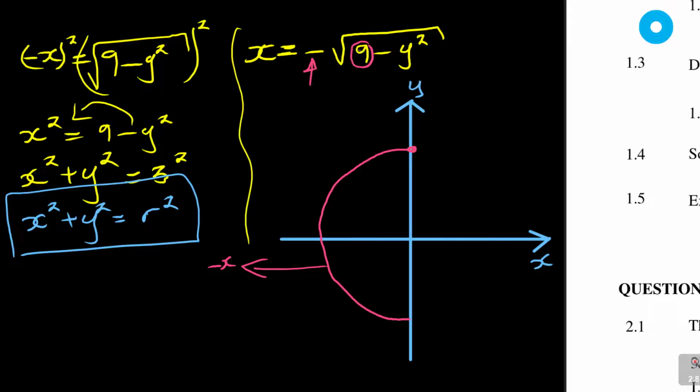9, you find the square root of 9, which is what? 3. Please don't forget that. So you put 3 there, you put minus 3 there. You don't need to come to this side. You don't need to do this.